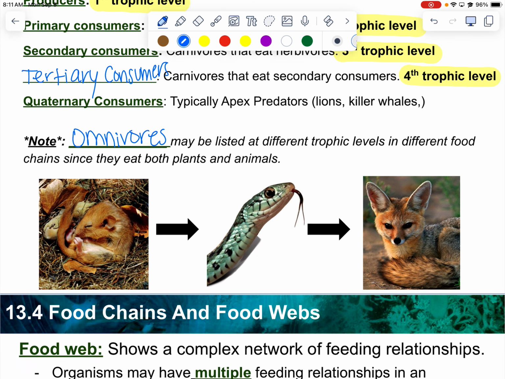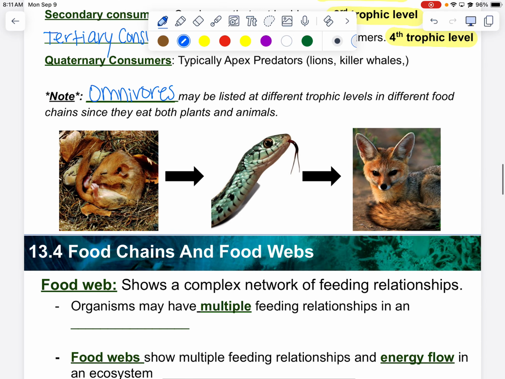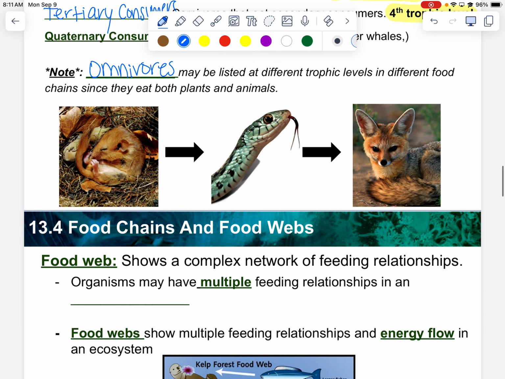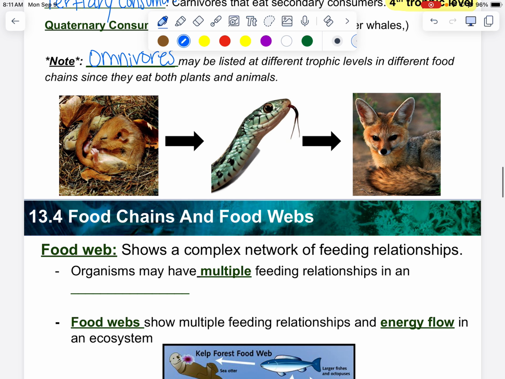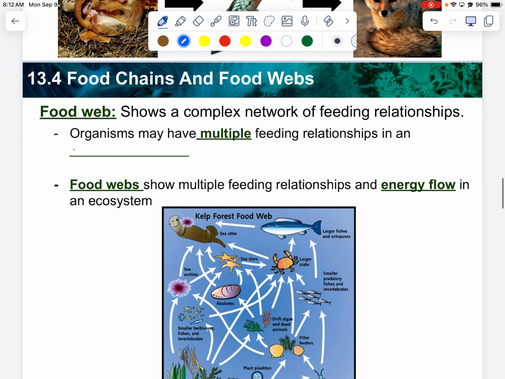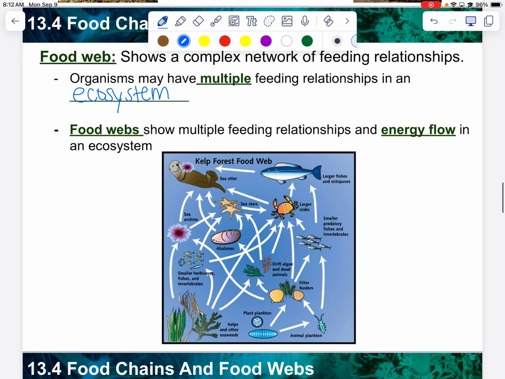Okay? So now let's move on to the food web. The food web is going to be showing a complex network of feeding relationships. There are multiple chains, so you've got to follow each one up the chain, right? So multiple food chains make a food web. Organisms that have multiple feeding relationships in an ecosystem is called a food web. Food webs show multiple feeding relationships and the energy flow.